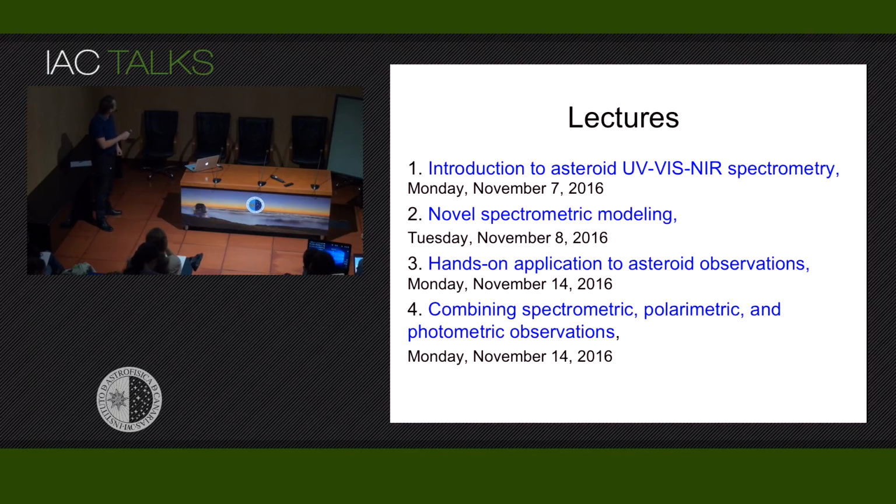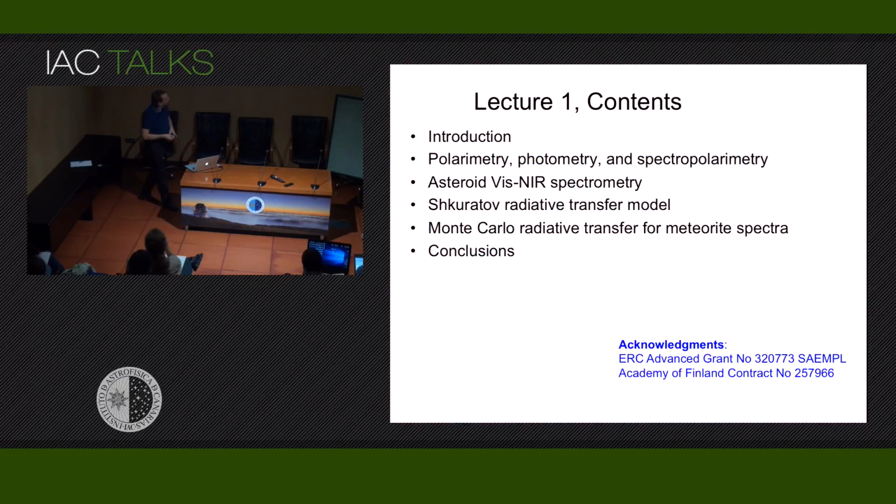Finally, on Monday, the second lecture, we'll have some use of combining everything that we have, basically spectrometric, polarimetric and photometric observations, to say something about the physical properties of asteroid surfaces. And today, we will start with the tour from polarimetry and photometry to spectropolarimetry, and then we go to asteroid visual near-infrared spectrometry in terms of the asteroid taxonomy view.